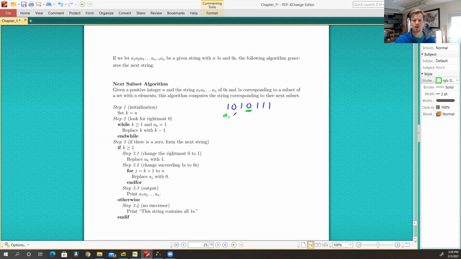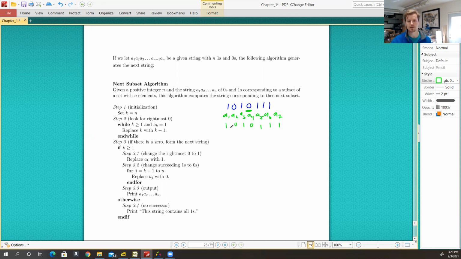This is A1, this is A2, A3, A4, A5, A6, and A7. So A1 is 1, A2 is 0, A3 is 1, A4 is 0, A5 is 1, A6 is 1, and A7 is 1. I've just repeated these so they line up better. So I can see that this is my rightmost 0. Moving from the right, that's the first 0 that I hit. And that's what the algorithm does. It starts over here at A sub 7, so we set k equal to 7.